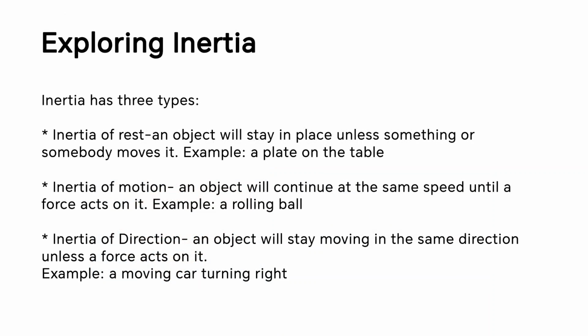Exploring inertia. Inertia has 3 types. Inertia of rest: an object will stay in place unless something or somebody moves it. Example, a plate on the table. Inertia of motion: an object will continue at the same speed until a force acts on it. Example, a rolling ball. Inertia of direction: an object will stay moving in the same direction unless a force acts on it. Example, a moving car turning right.